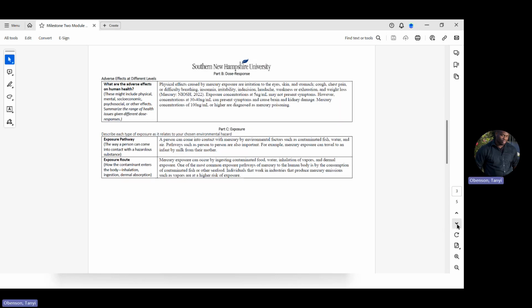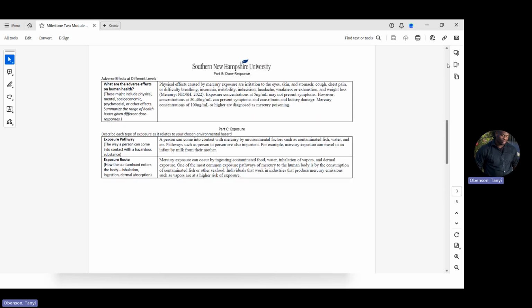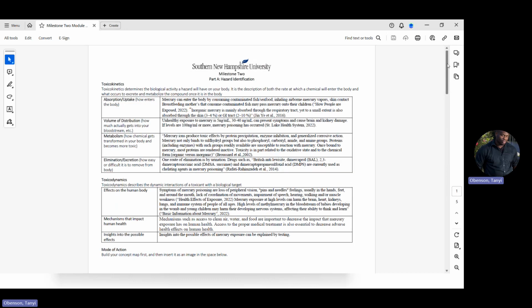And then you have the dose response, exposure, part C. And then you have your references. So it's pretty cut and dry. Some of you have already started working on it, so that's good. If you have any questions, feel free to reach out to me. But the instructions are pretty clear. You guys already did part one of this, so this shouldn't be too complicated to complete the next phase of this.